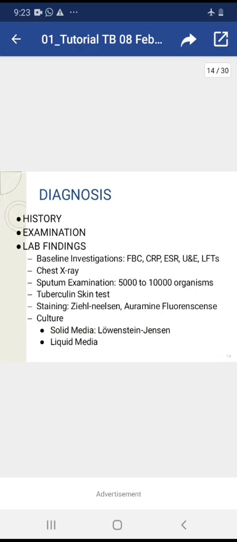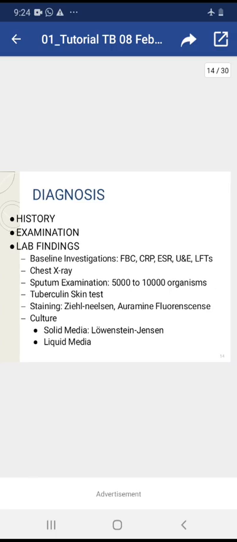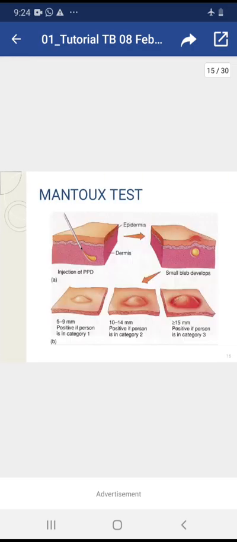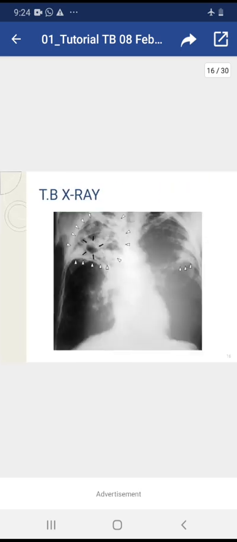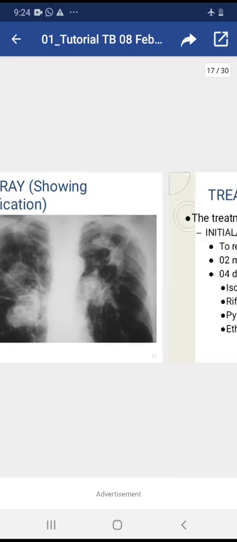Then you are going to send some labs, baseline investigations like CBC, CRP, ESR, urea, electrolytes, LFTs. You are going to give a chest X-ray, sputum examination which may reveal 5,000 to 10,000 organisms, tuberculin skin test, staining like Ziehl-Neelsen, auramine fluorescence, culture like solid media, liquid media. You can also perform a Mantoux test. Now here are some pictures of TB X-ray showing the lesion. Second X-ray showing calcification in the lung field.